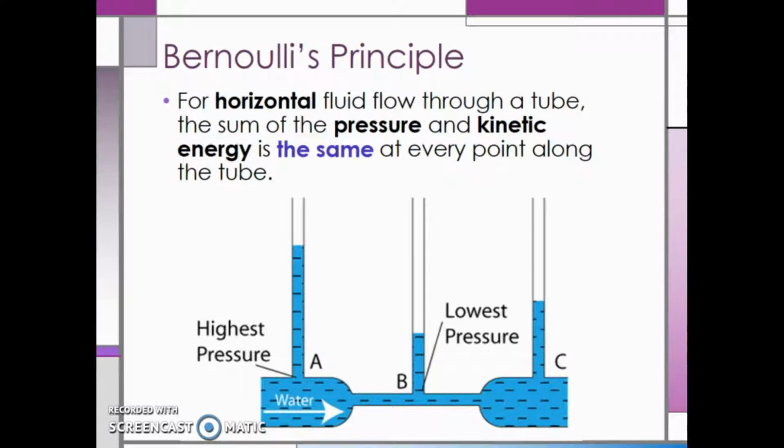On the flip side, like by point B, if we have a smaller area, the speed is faster. If the speed is faster, then the kinetic energy must also be higher. If the kinetic energy is higher, then there should be lower pressure to keep pressure plus kinetic energy constant. In the next video, we will look at some practical examples of Bernoulli's principle.